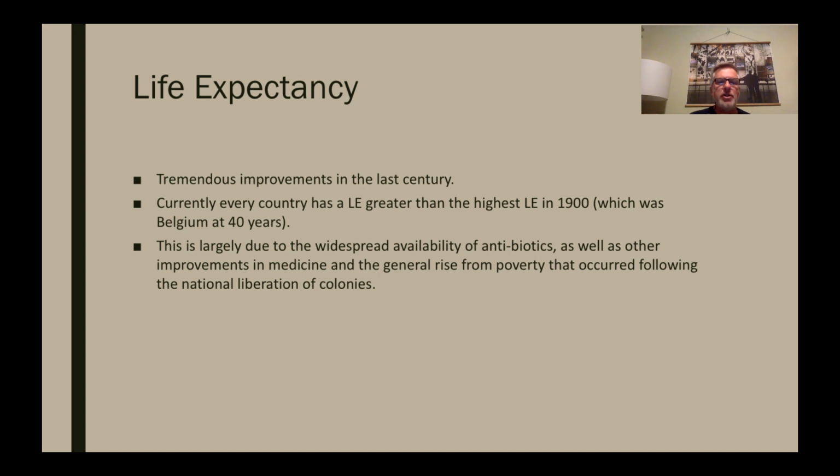This has largely been due to the widespread availability of antibiotics. If I had to guess, one reason for it would be antibiotics. But there are other improvements in medicine and public health, and particularly in water systems. I would also say another reason is the general rise out of poverty that occurred following national liberation of colonies. That can't be underestimated as a cause of why people are doing better and living longer.